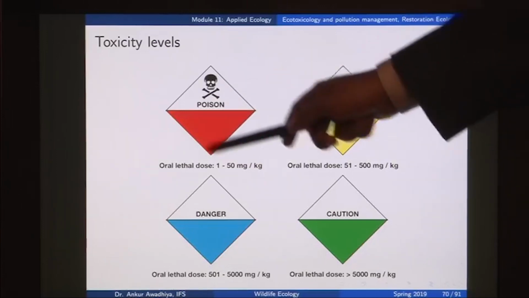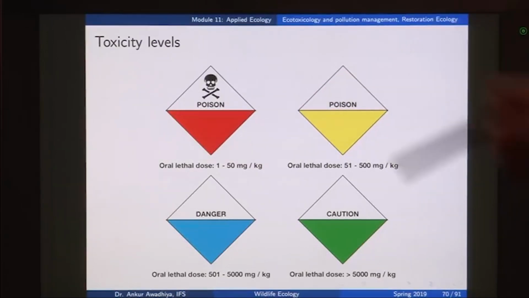Now, we can have these extremely poisonous ones, we can have the moderately poisonous chemicals where the oral lethal dose is between 51 and 500 milligrams per kg, or we can have some dangerous chemicals where the lethal dose is even lesser, it is between 501 milligram, that is half a gram to 5 grams per kg, or you can have some other chemicals that have a less amount of toxicity, but still you need to maintain a caution because they still can have lethality in doses that is greater than 5 grams per kg.